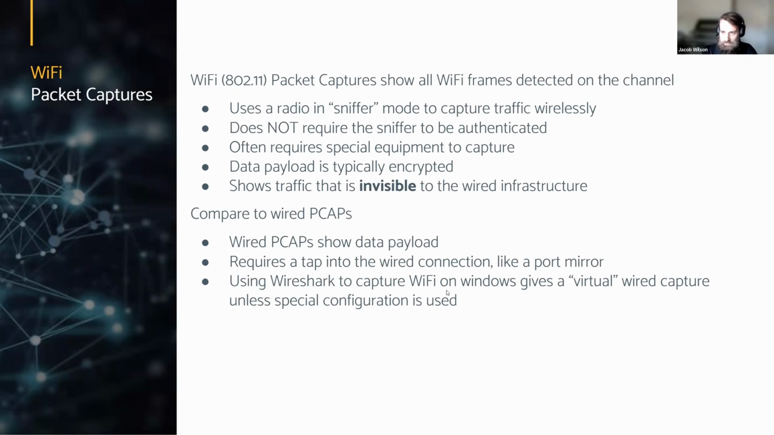And also something interesting to think about, right? When you use Wireshark, let's say on Windows, and you didn't set up your radio properly for monitor mode, and you go to do a capture on the Wi-Fi interface, what you're really getting is, I guess, a virtual wired capture. So you're seeing all the stuff that gets forwarded to the wired network, but you're not going to see, like we said, all that management and control traffic that's only visible over wireless, right? So that's why Wi-Fi packet captures are important and different in a lot of ways, right?